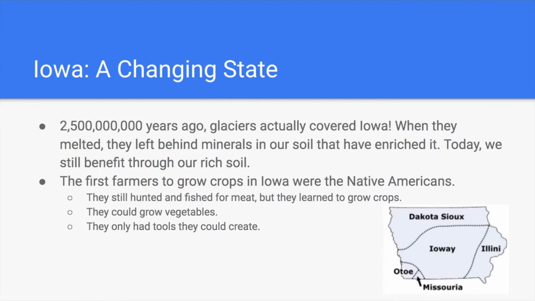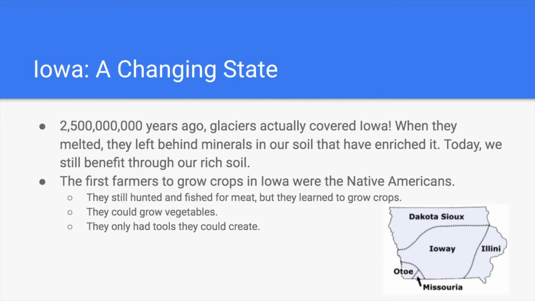And today, we still benefit because our soil began very rich, which meant that Native Americans had luck growing crops here. It was rich soil. And when you continue to grow crops and take care of them, you're taking care of your soil. And so over time, starting out with that good soil, we've continued to take care of it, and we still have very rich soil in Iowa.